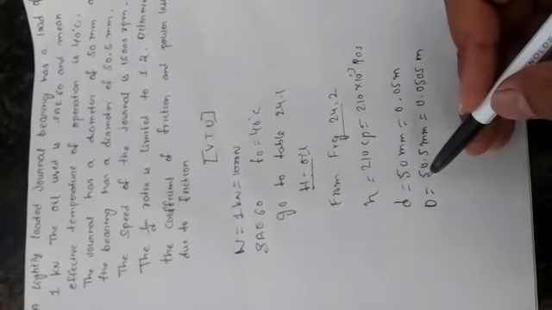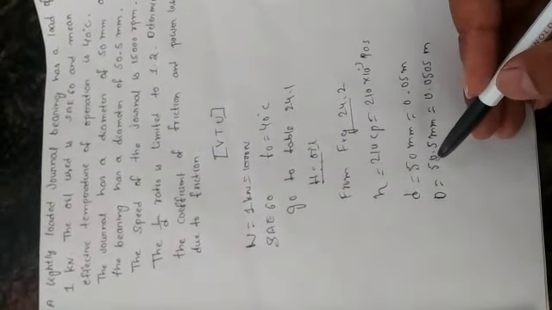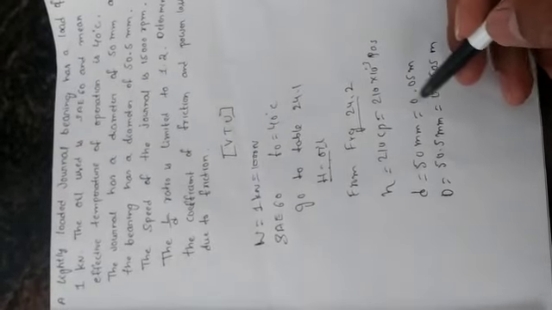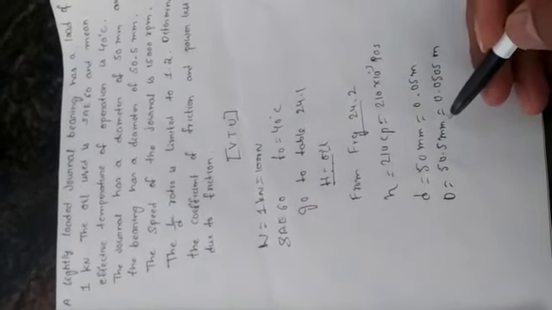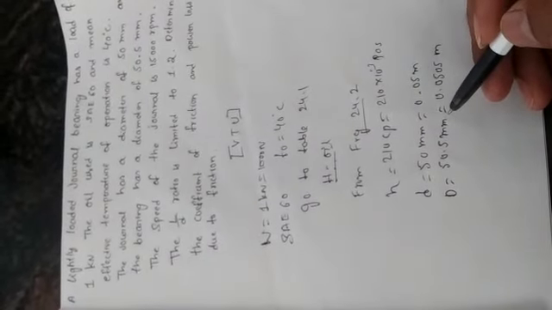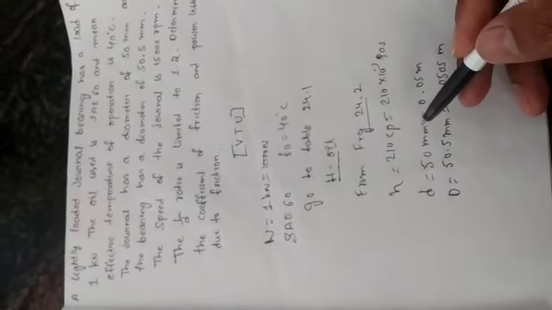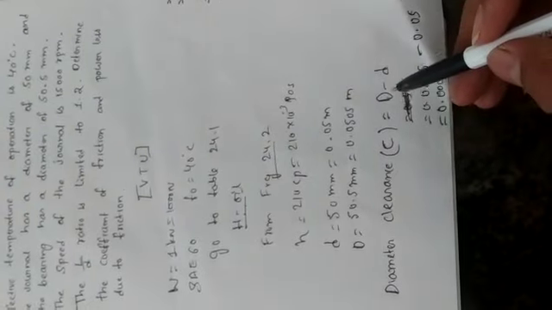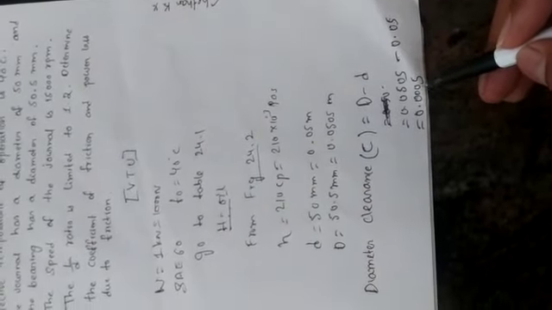So there is a gap between bearing and journal, right? That gap we call the diametrical clearance, which we indicate as C. How to find C? Capital D minus small d. Yes, diametrical clearance is equal to capital D minus small d. So the final answer is 0.0005. This is C.